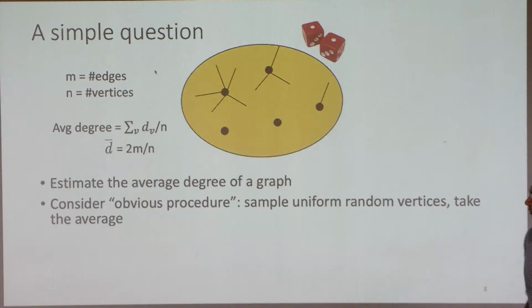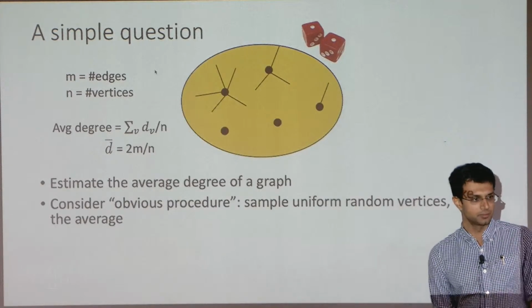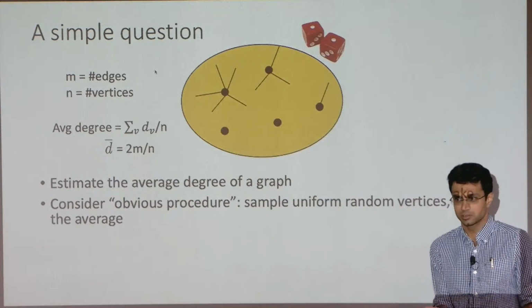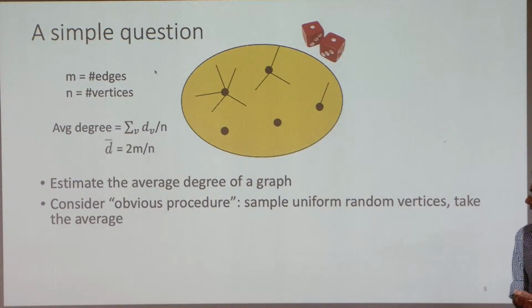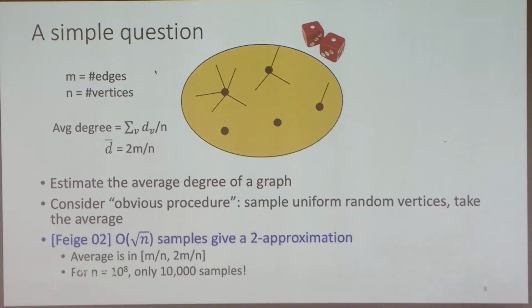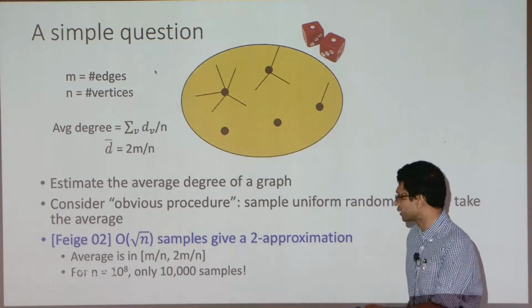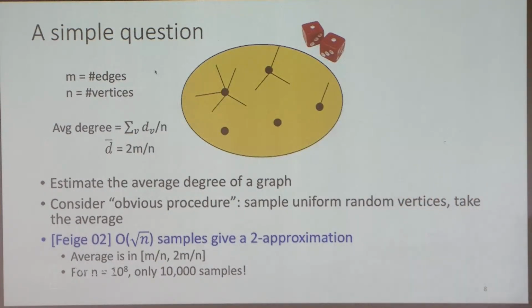Let's start from maybe the most obvious procedure. Sample a bunch of uniform random vertices, query the degrees, take the average. That's the very first thing that you would think about. And it's a natural question to ask, how many samples do you need to get anything non-trivial? What can we prove about this very simple algorithm? What Feige showed in 2002, almost 2 decades ago, is that with square root n samples, you get a 2 approximation. And I'm going to prove that result to you.